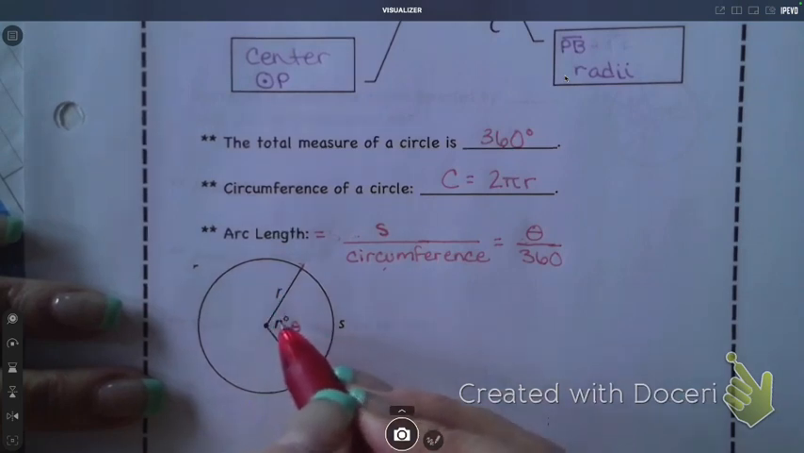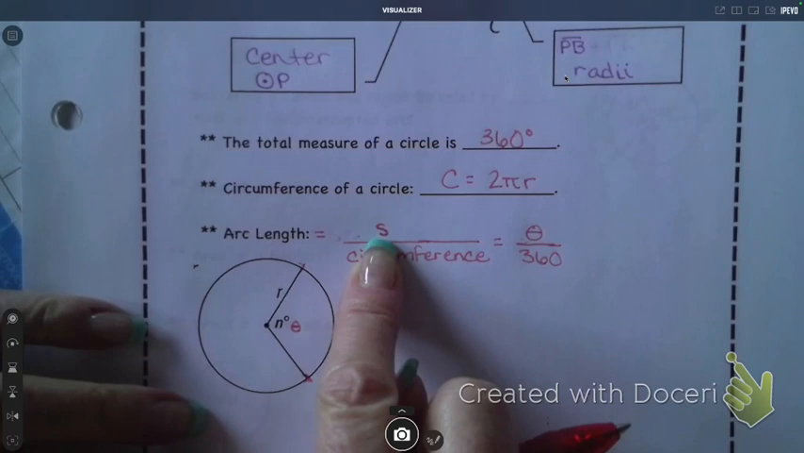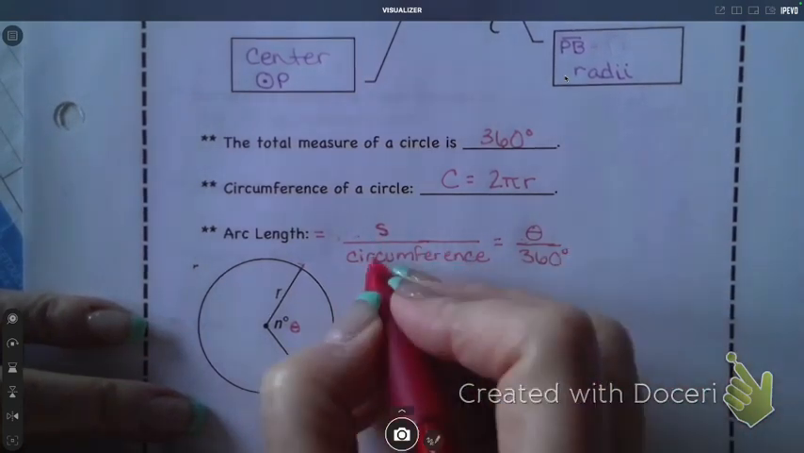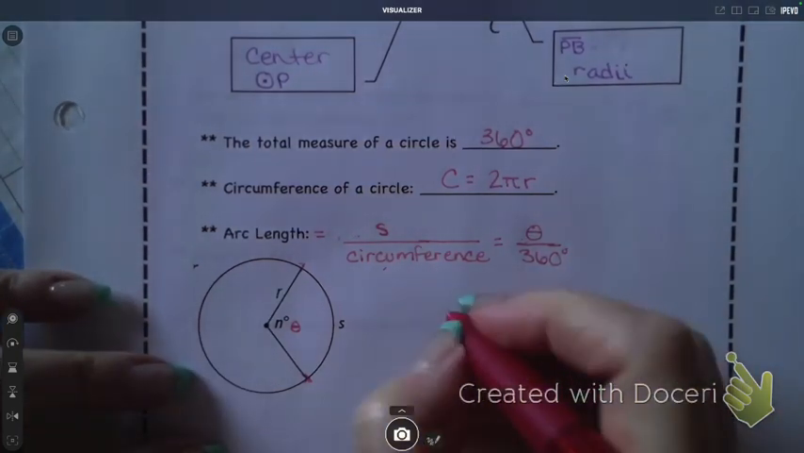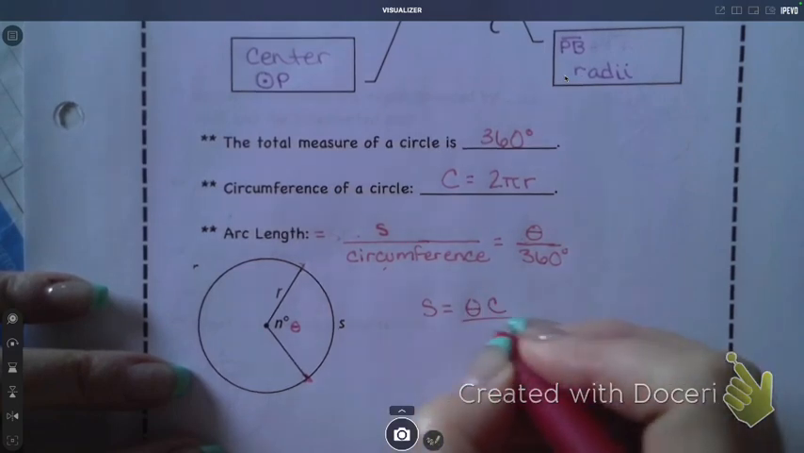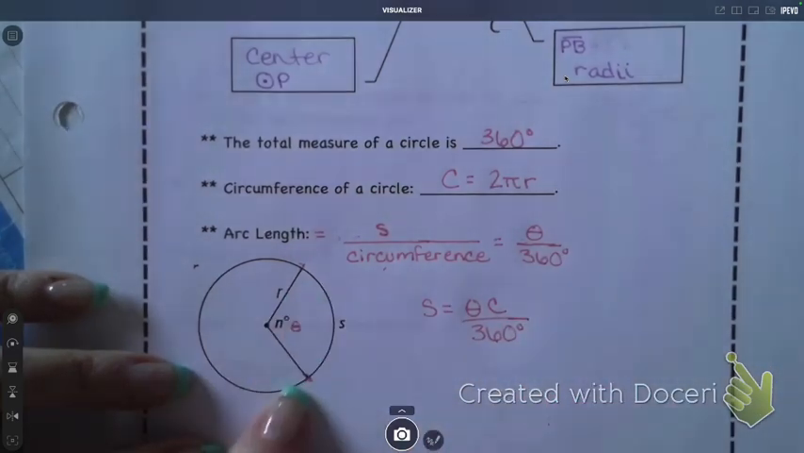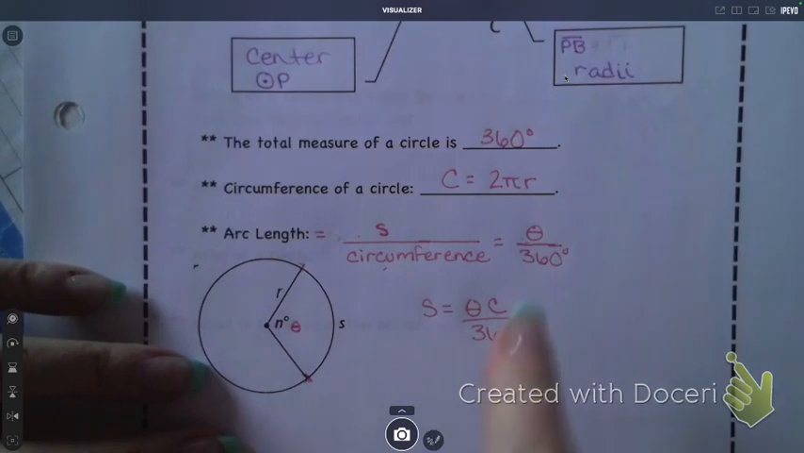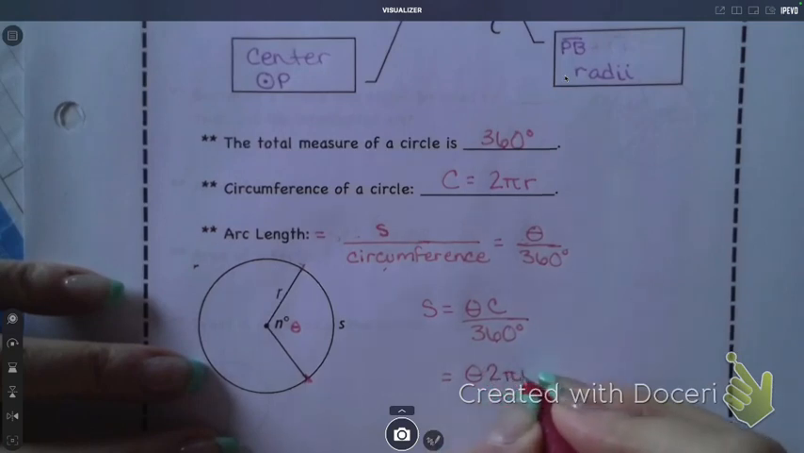So if I was going to solve this equation for S, this is divide by circumference. So to move it over, I would multiply. Can I just write C now? So I'd have theta times C over 360. We're coming up with a formula to find this length, guys. Well, what is circumference? So we have theta times 2 pi r over 360.